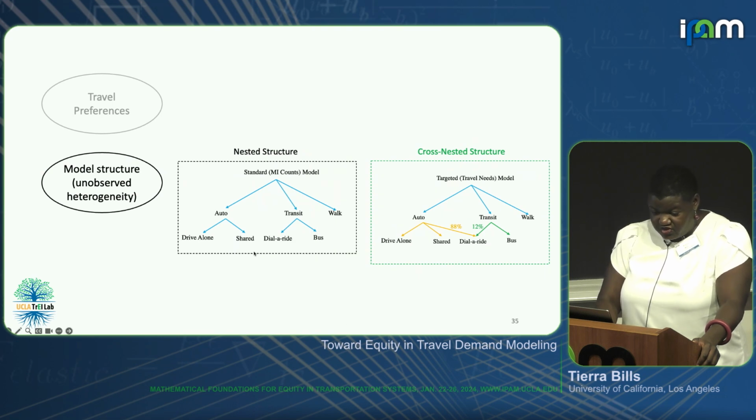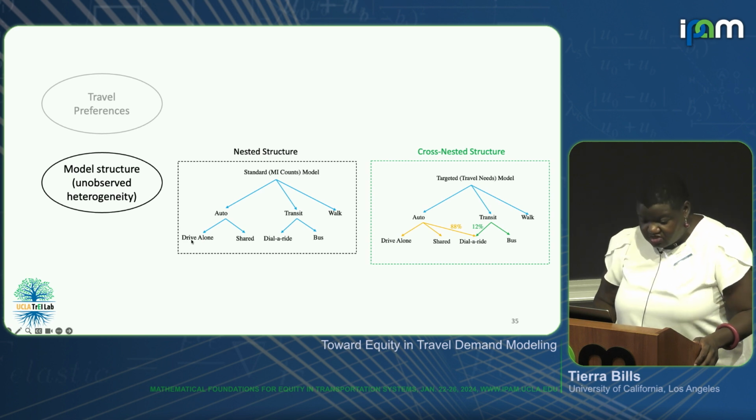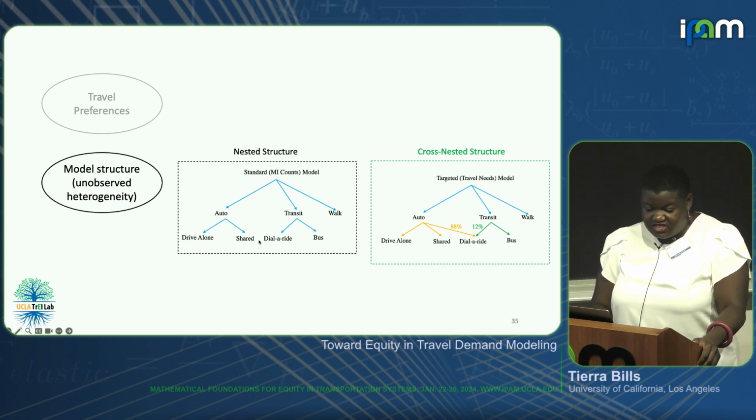And so if we sought to measure preferences using a standard nested logit, we would get something like this, where we have auto modes nested together, so auto drive alone and shared ride nested under auto, dollar ride and bus nested together. And I think I failed to mention that dollar ride is kind of like paratransit in this case. So it's an on-demand transit shuttle, and then we have walk.